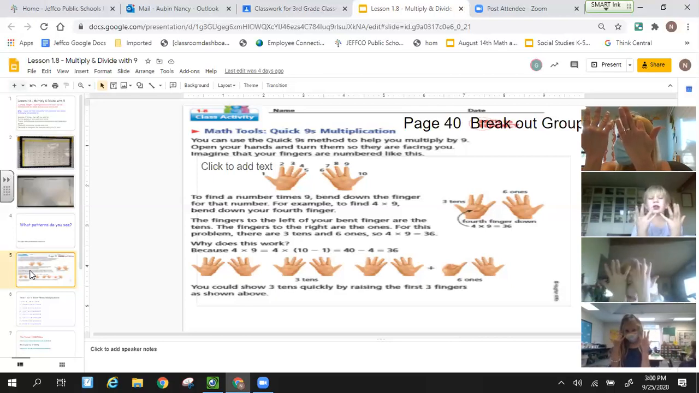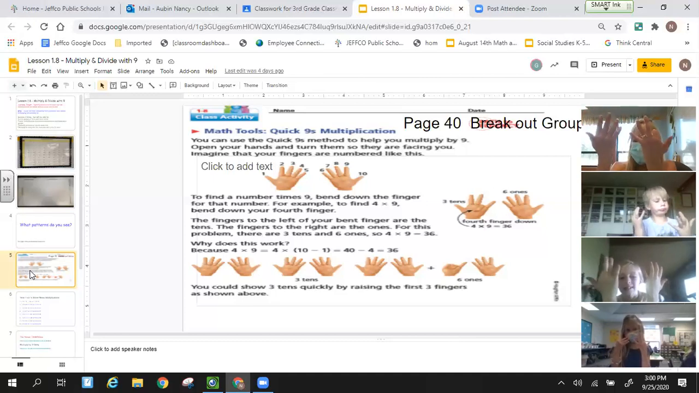Why, doesn't he have the wrong finger down? 2 times 9. Okay, so put your second finger down. Okay, but look why, Finn. You have a 1 on the left of that finger that's down, and you have how many fingers to the right? 1, 2, 3, 4, 5, 6, 7, 8. What's 2 times 9? 18.